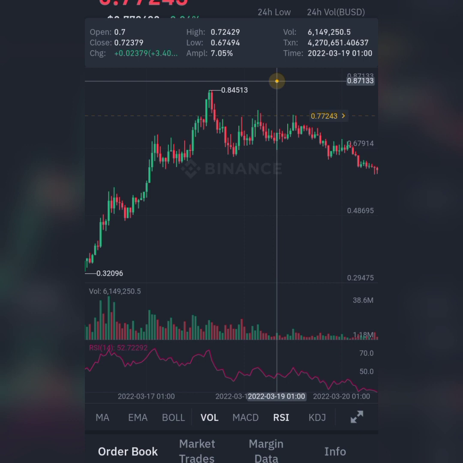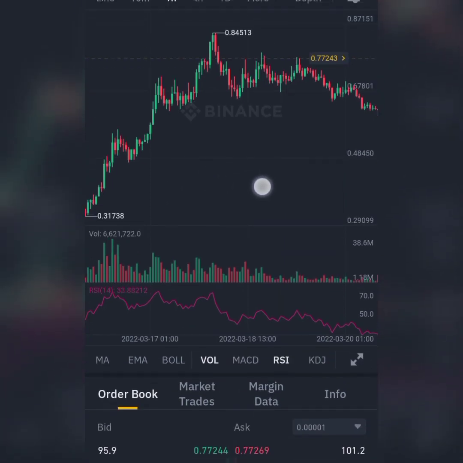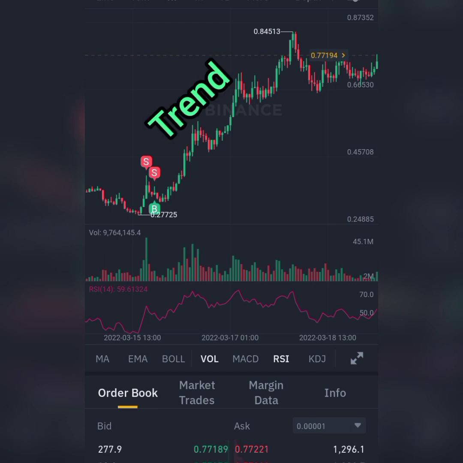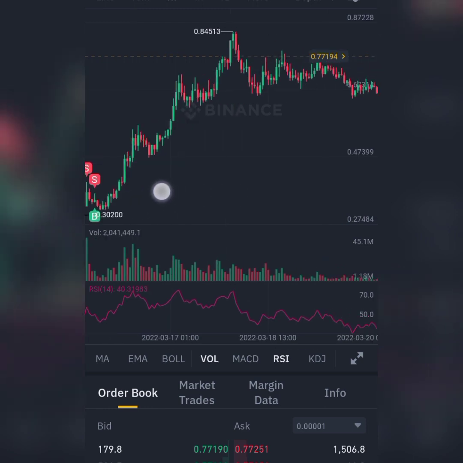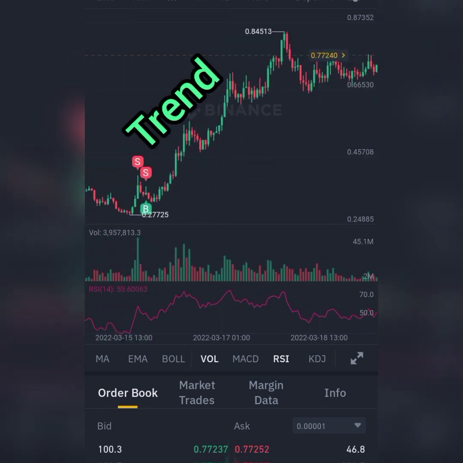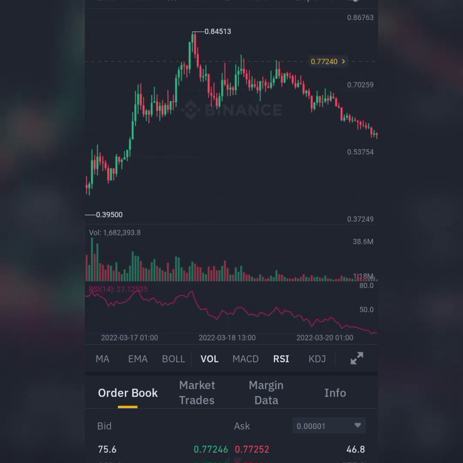But do not take a short position without knowing that there's a trend. A reversal only works when there's a trend. If there's no trend, then you are just trying to trade against a ranging market, and you find yourself in trouble. So ensure that there's a trend first before you take a reversal. So this is about trend reversal. That's what this video is about.